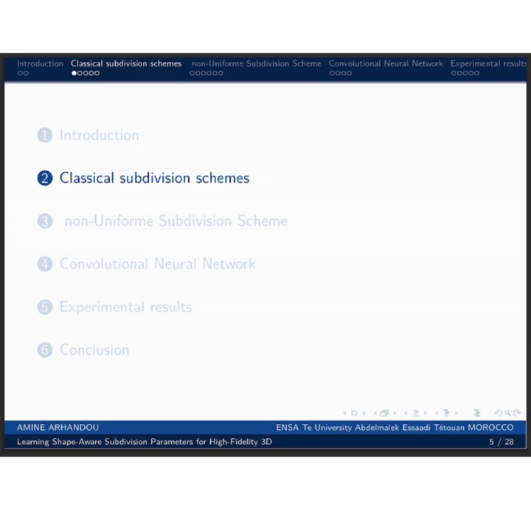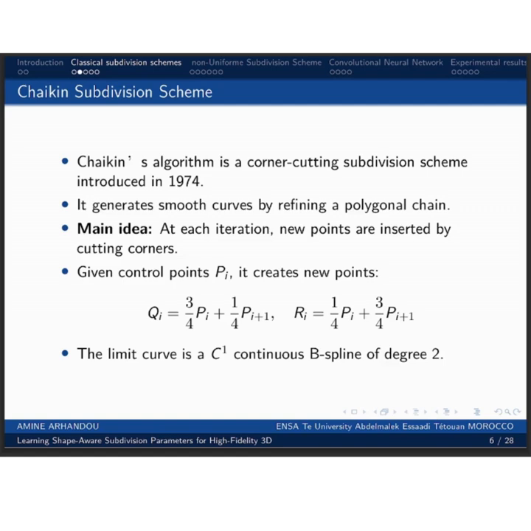We move now to classical subdivision schemes. Chaikin's algorithm is a corner-cutting subdivision scheme introduced in 1974. It generates a smooth curve by refining the polygon chain. At each iteration, new points are inserted by cutting corners. Given control points Pi, it creates new points. By this operation, the limit curve is a C1 continuous B-spline of degree 2.